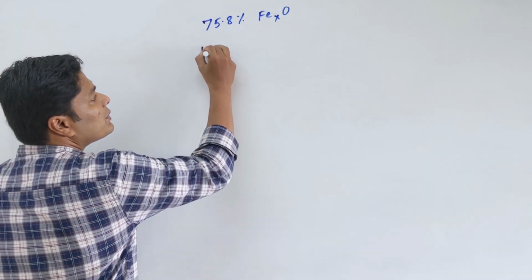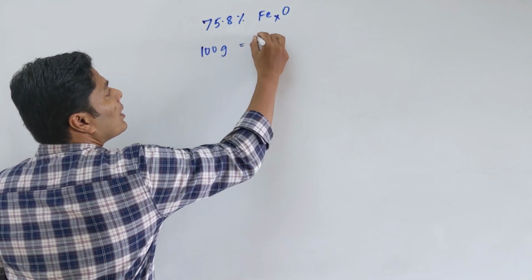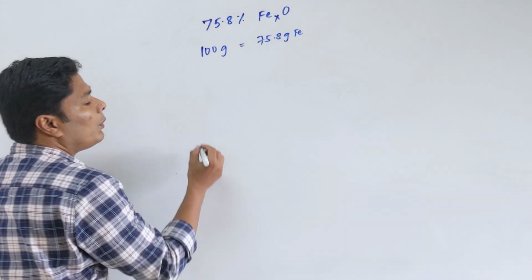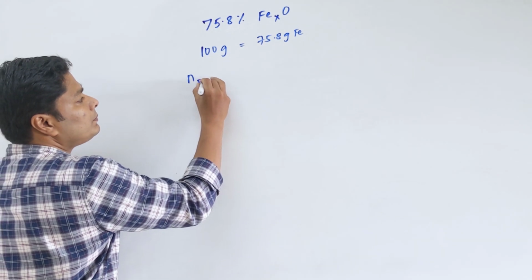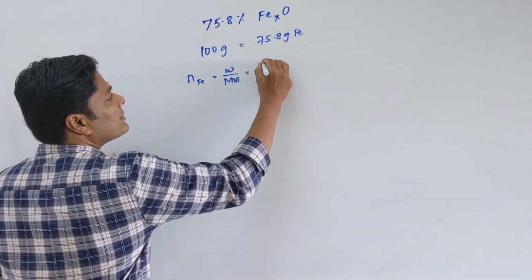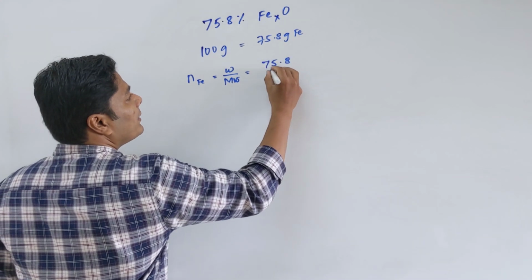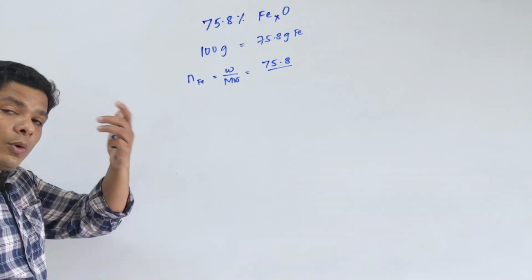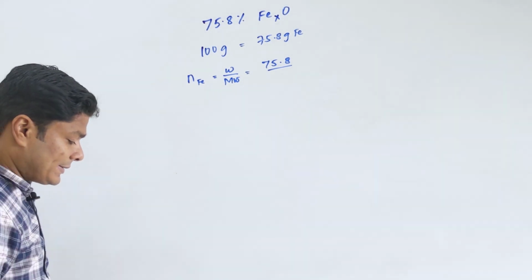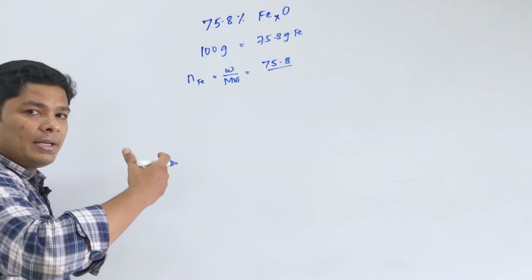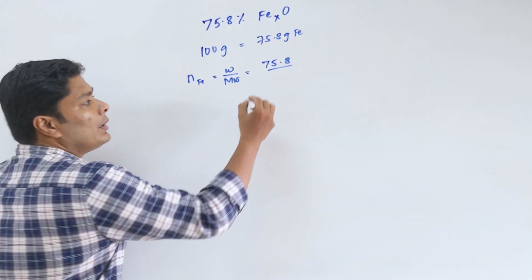So if you take a 100 gram sample, they are saying there are 75.8 grams of iron. So what is the moles of iron? Mass over molar mass, that is 75.8 divided by the molar mass of iron. Normally they will give it to you, but if they don't, you have to remember it. I'll teach you in the D block. Actually, only a few, like iron and manganese, you need to remember. This is 56.